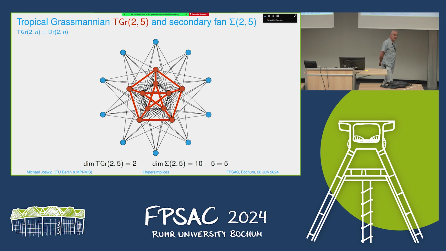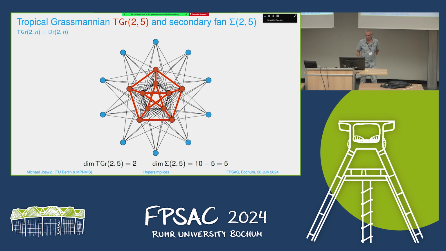Now, k is still equal to 2, so this is my most interesting case for the entire talk, k equals 2. But n increases by 1, so now n is 5. The red part is a picture that you will find in many sources. This is a picture of how the tropical Grassmannian looks for these parameters 2 and 5.